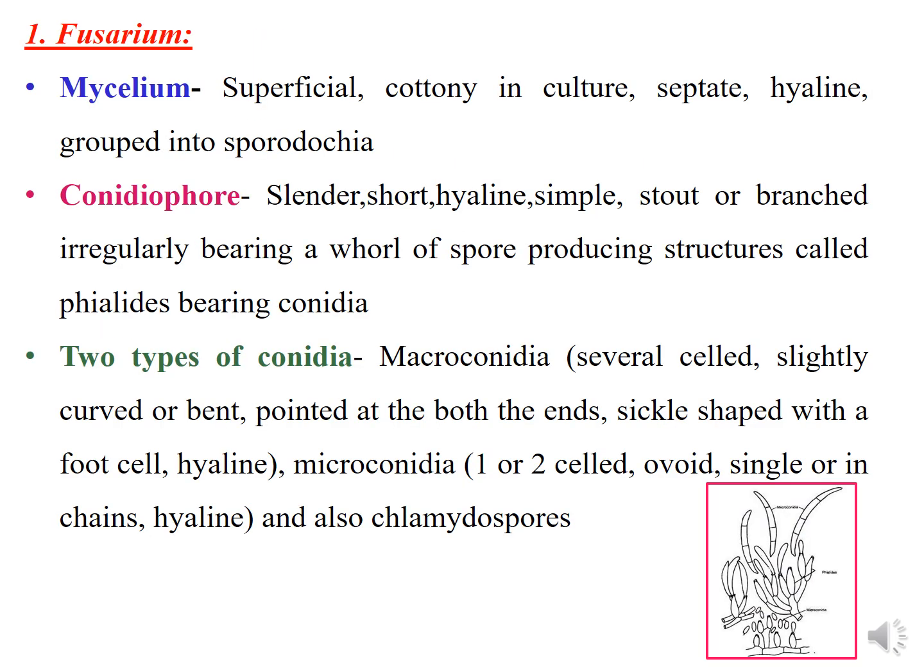Coming to Fusarium, the mycelium is superficial in nature and cottony in culture, and it is septate, hyaline and grouped into sporodochia. That mycelium is grouped into a sporodochium structure. And coming to the conidiophores, they are slender, short, hyaline and simple, or stout and branched irregularly, bearing a whorl of spore producing structures, that is phialides, bearing the conidia.